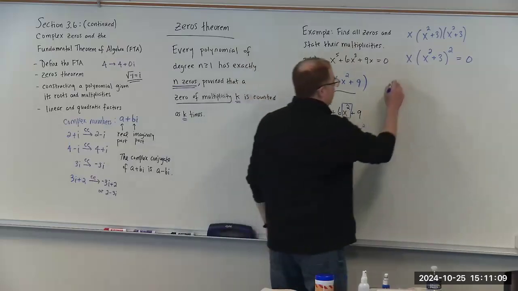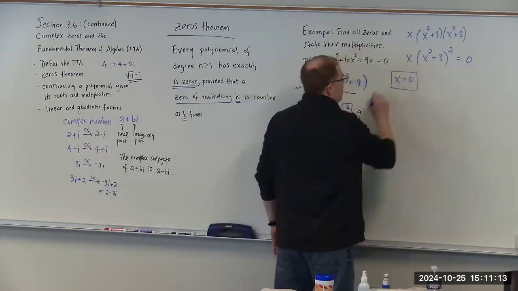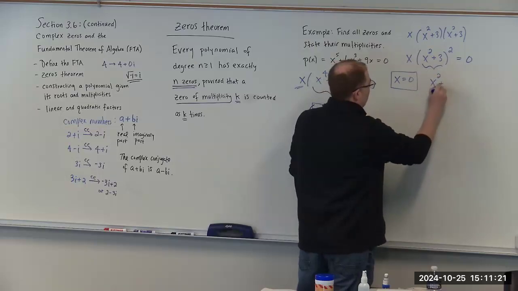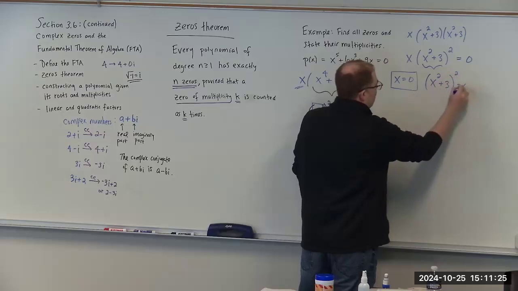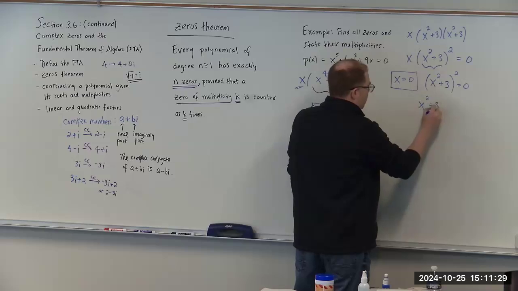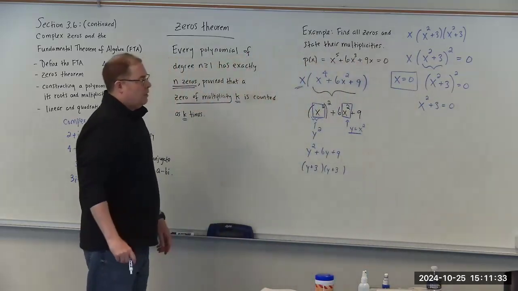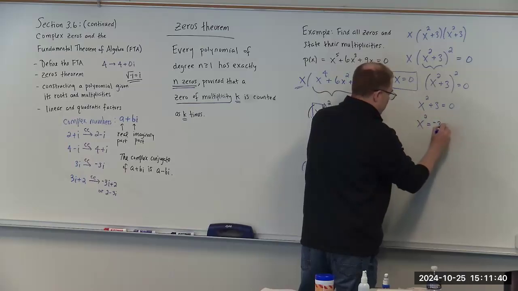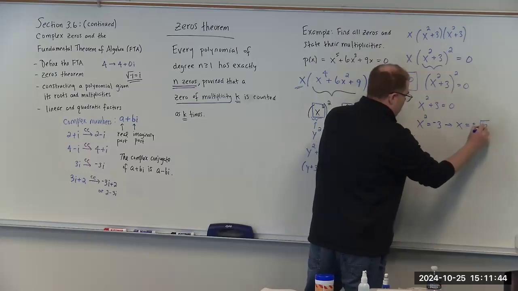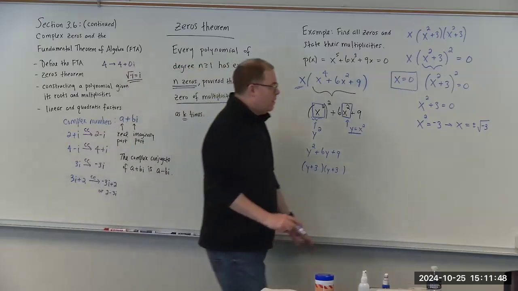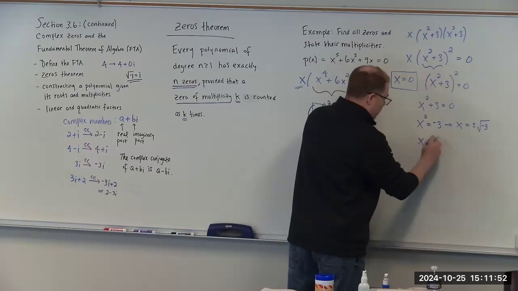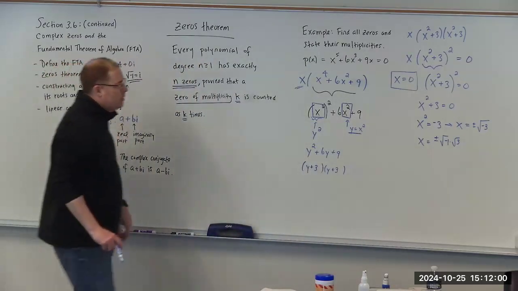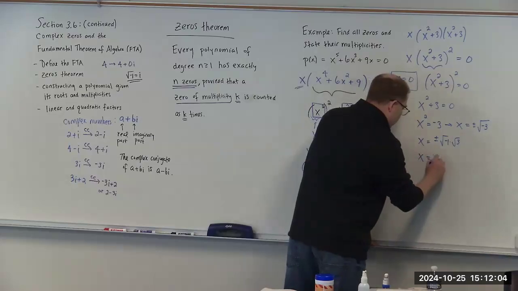Obviously x equals 0 is one of these solutions, and the other one is basically this. This means that we're going to set x squared plus 3 equal to 0, and then solve for x. We get x equals plus or minus square root of negative 3. Remember that this can be broken up as square root of negative 1 times square root of 3, and square root of negative 1 is, by definition, i. So this is going to give us x equals plus or minus square root of 3 i.